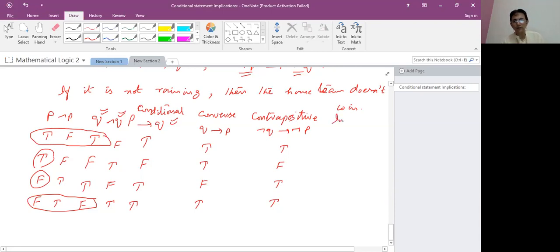Now, the inverse. The inverse is represented here as negation P implies negation Q. When we consider negation P first and then negation Q, applying the rule of the conditional, when both are false, it is true. When both are true, it is true. When the first one is false and the other is true, it is true. When the first one is true and the other is false, it is false.